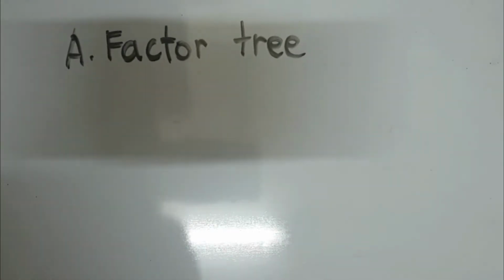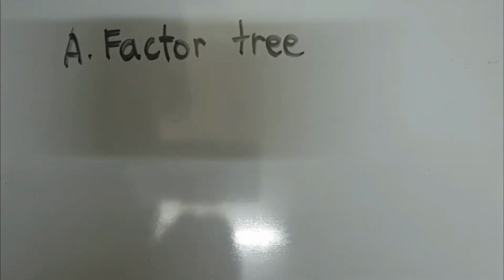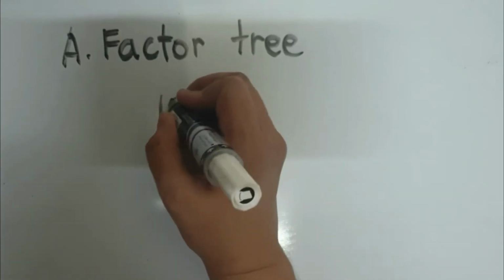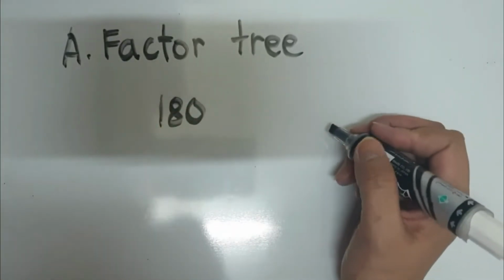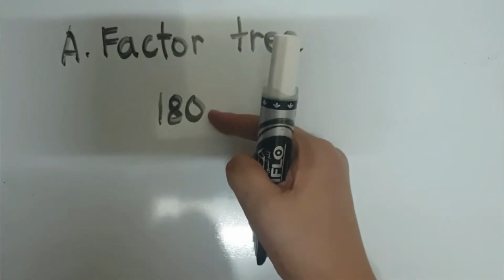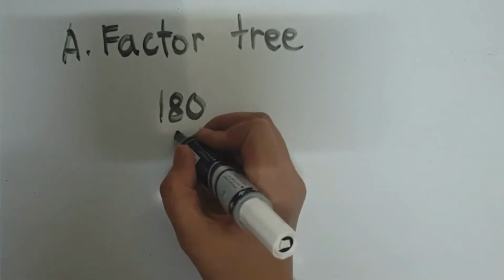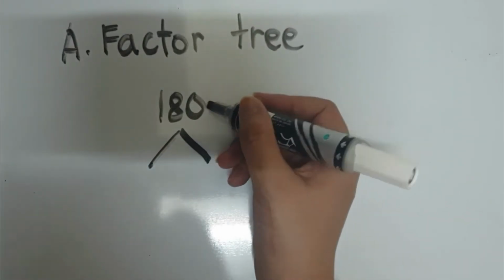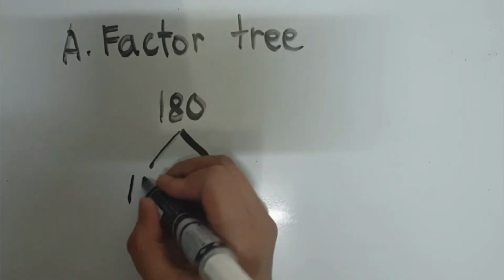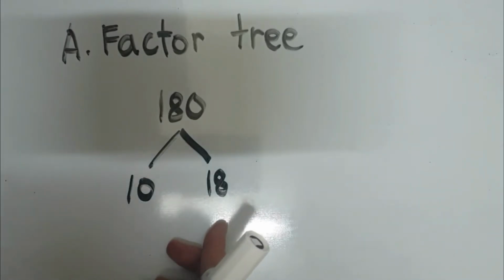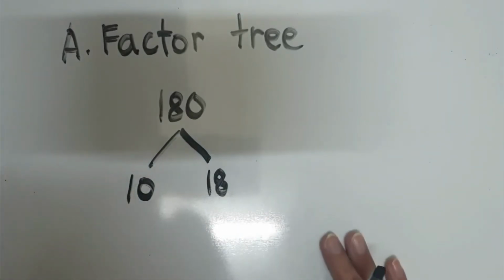One way of finding the prime factorization of a number is by using a factor tree. If we will write the prime factorization of 180 using the factor tree, then you have to think of the factors that 180 has. So, we can use 10 and 18 because 10 times 18 will give us 180. So, we can write 10 here and 18 here. Even if you interchange the places, that will still give you the same answer.